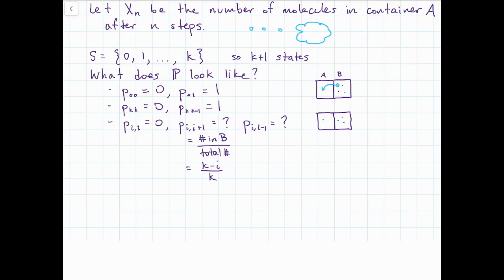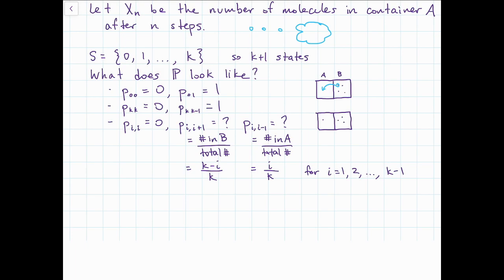And similarly in the opposite direction. If we want to go from state i to i minus 1, then one of the molecules in A needs to be the one that hits the barrier and leaves. So that would be a probability of i over K. And you can see, of course, those two probabilities add up to 1, and so we have the rows summing to 1.